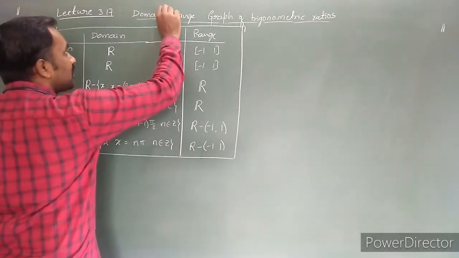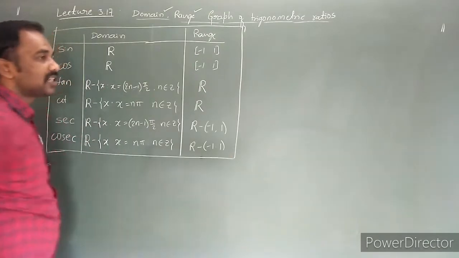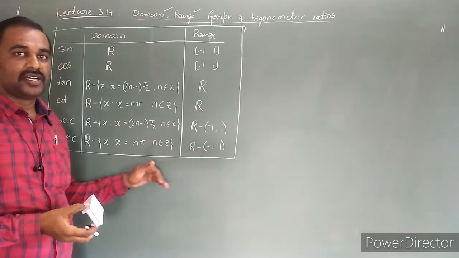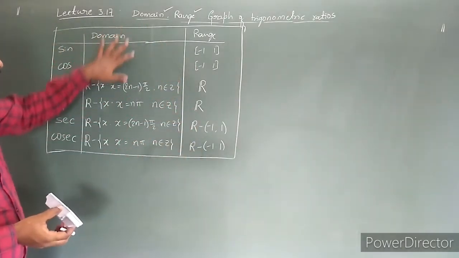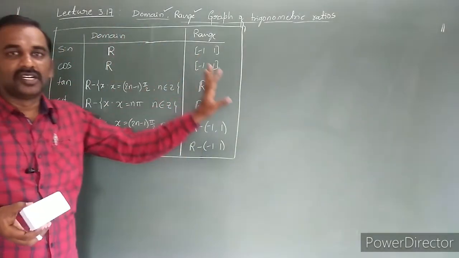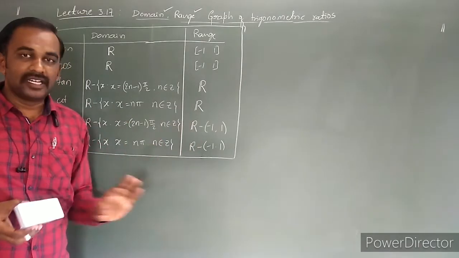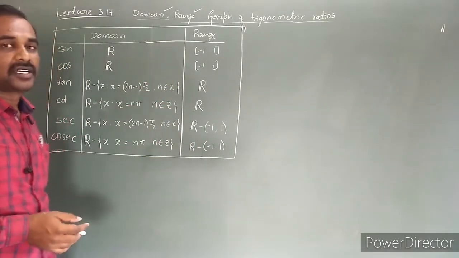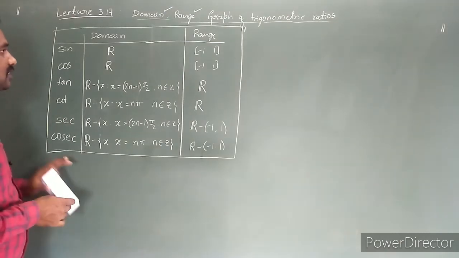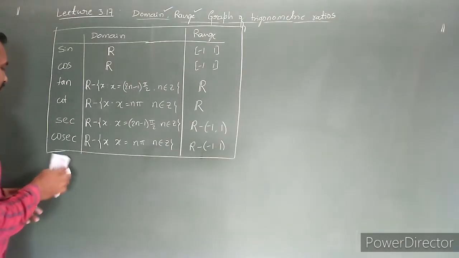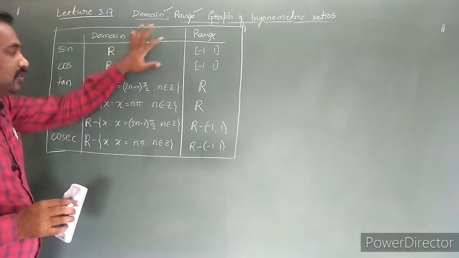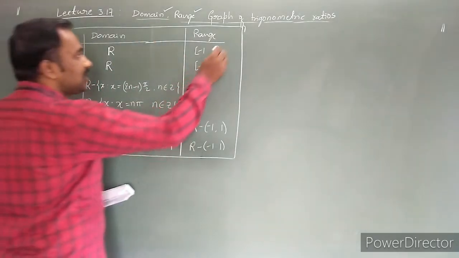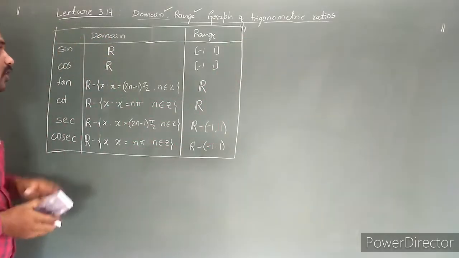Now the two points are clear. Domain is clear, range is clear. You just remember, and whenever you are discussing the chapter relations and functions, at that time you will get a clear picture of what is meant by domain and what is meant by range. You just remember this much now. Now let's move on to the graphs of the trigonometric functions. Just pause the video and note down this table, very important, and write this table in the formula list. Okay.